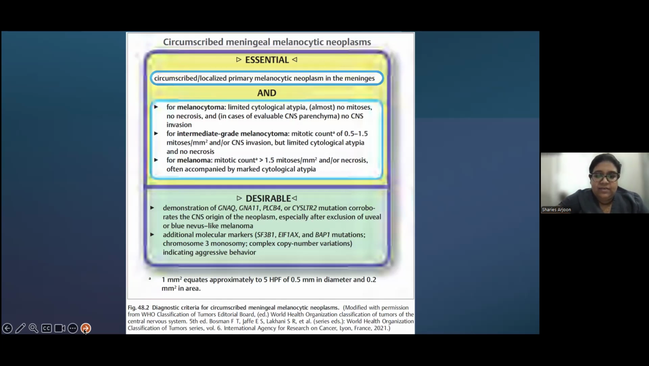Demonstration of the following molecular markers, GNAQ and others, mutations, corroborates the CNS origin of the neoplasm, especially after exclusion of uveal or blue nevus-like melanoma, and this makes it a desirable feature. Additional molecular markers indicate aggressive behavior, and these would include BAP1 and SF3B1.